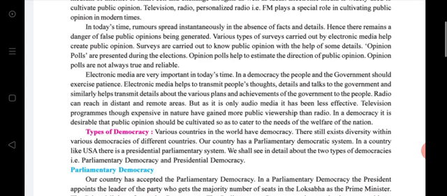In a democracy, it is desirable that public opinion should be cultivated so as to cater to the needs of welfare of the nation. Here we have done the two most important topics, print media and electronic media. Please students, don't lose your concentration, and please underline and mark the important points. Okay.